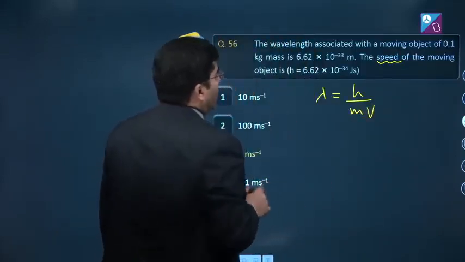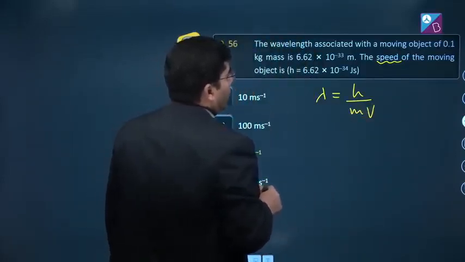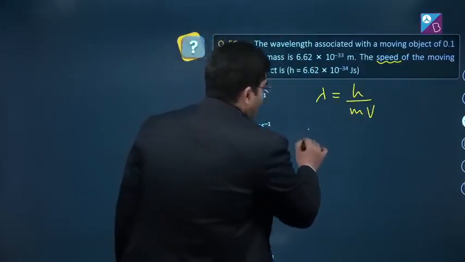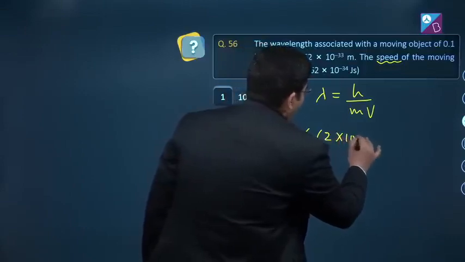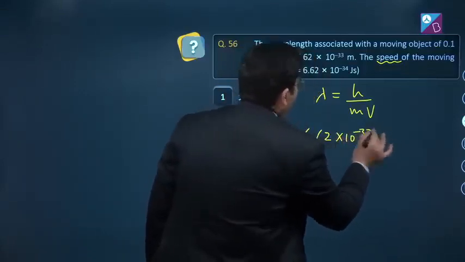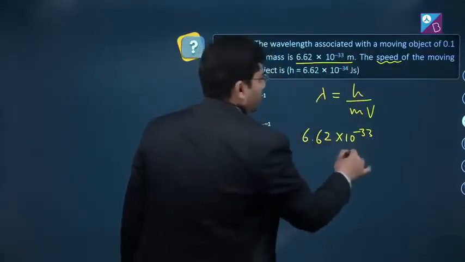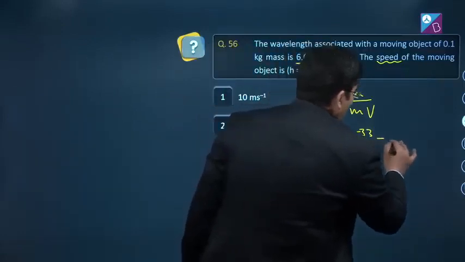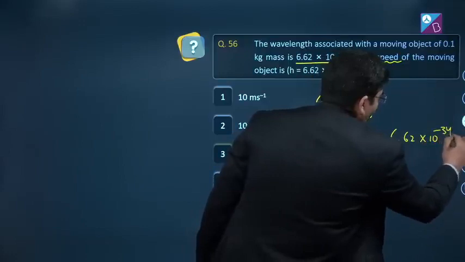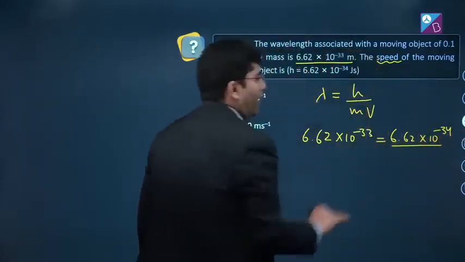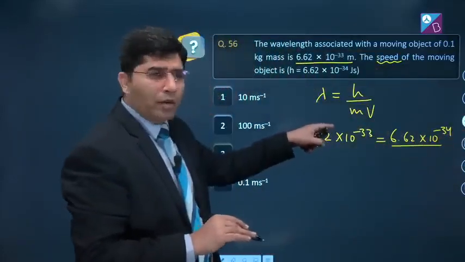अब जब lambda की हम लोग बात करेंगे तो lambda हमको given है, that is 6.62 into 10 to the power minus 33. This is the wavelength, and that is equal to 6.62 into 10 to the power minus 34. This is equal to h. ये हमने प्लैंक्स कांस्टेंट की वैल्यू यहाँ पर पुट कर दी.